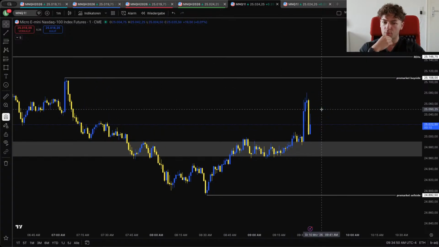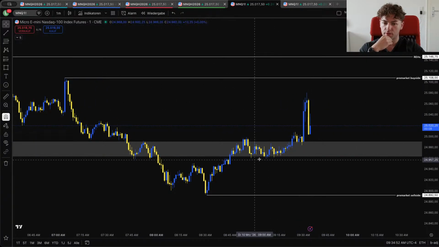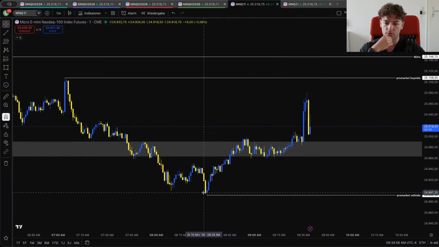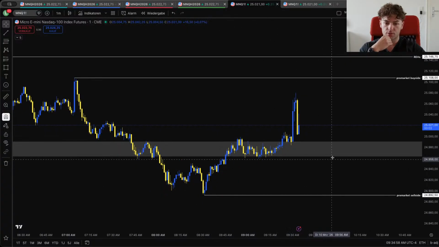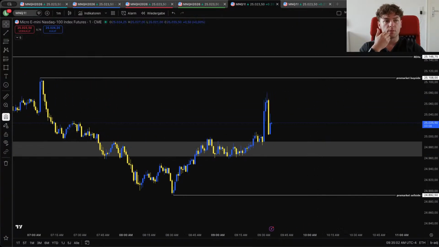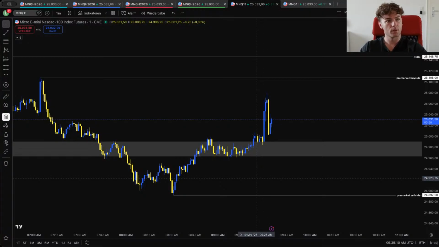Maybe if we see now manipulation lower below these lows right here, and maybe even this low, the 8:30 low, and then a market structure shift to buy side, maybe that's something I would be taking entry on. But yeah, let's see and wait.